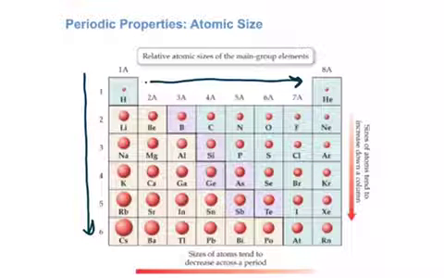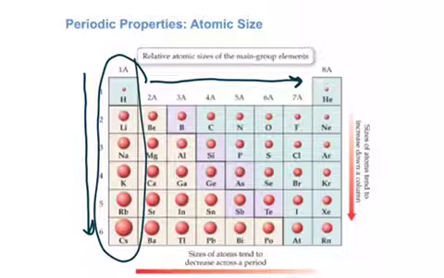Let's take this group here, which are the alkali metals. Although hydrogen is not technically an alkali metal, it's part of group 1. So let's take a look at this so you can see the explanation as to why atoms get bigger. Hydrogen has just one energy level. So the radius is basically from here to here. Okay? Underneath hydrogen, you have lithium. Lithium has 2 energy levels.